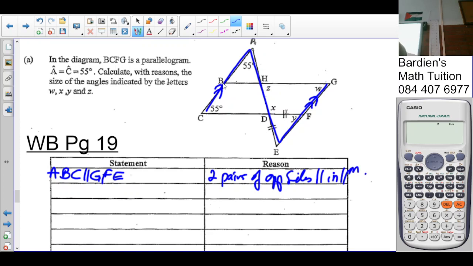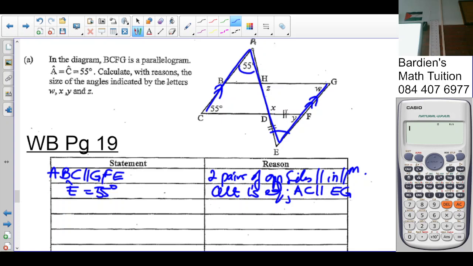Can you see that? Now we can say that angle A, which is 55, is equal to angle E. So angle E is 55 degrees. Why is that the case? Alternate angles are equal, with AC being parallel to EG.